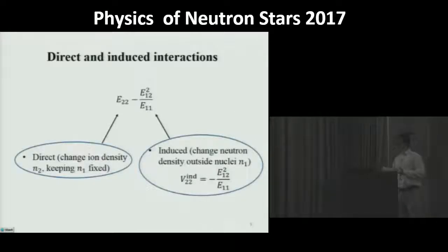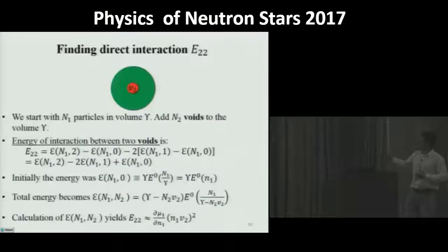For the second order of energy perturbation, we can write an expansion, and then we see that we have a direct piece and an induced piece. So then we straightforwardly calculated what is the direct interaction. We found this expression by simply assuming that we create voids V2, which are like nuclei, and then they interact between each other with the help of the neutrons outside.